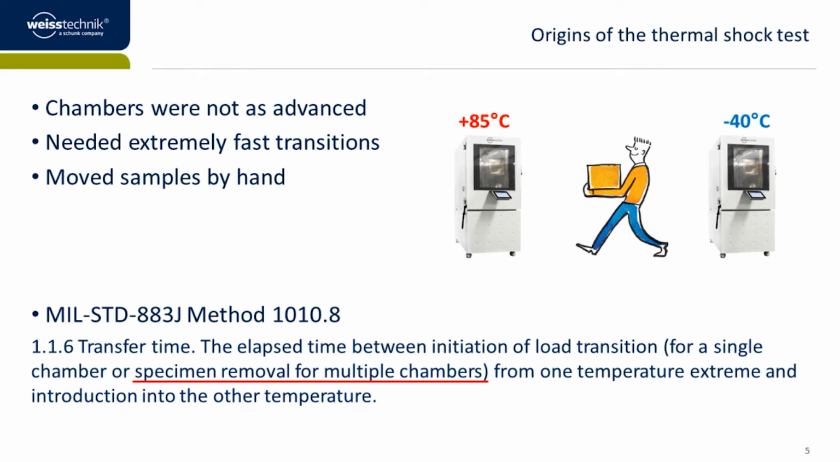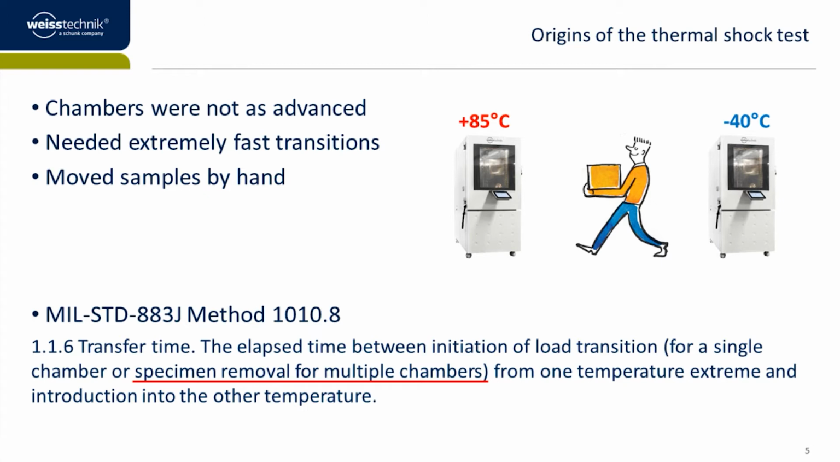So years ago, chambers weren't as advanced as they are today, and didn't have the same kind of technology and efficiency as a modern test chamber would. However, customers and different manufacturers and even the military needed extremely fast transition rates, and there really wasn't a good way to do it in a standalone test chamber. So what they did is they moved samples by hand between two separate test chambers. One was kept at a constant hot temperature and one was kept at a constant cold temperature.